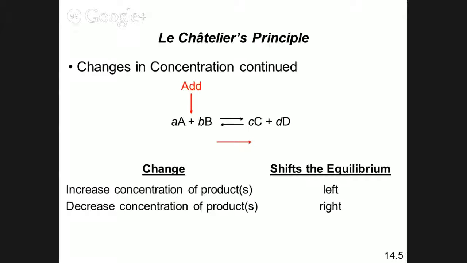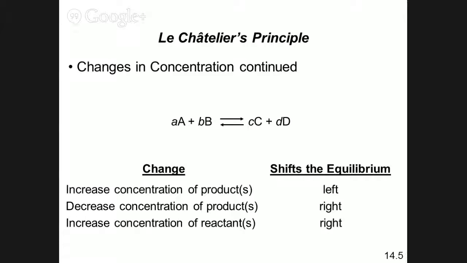Same thing for the other side. Okay, if I add more reactant, increase that concentration, either one, A or B or both, then it's going to shift to the right to make more product. If I remove part of the reactants, then it would shift left to reform more reactant. So notice, always opposite. When I add, it goes away. When I remove, it comes back towards whatever I removed.